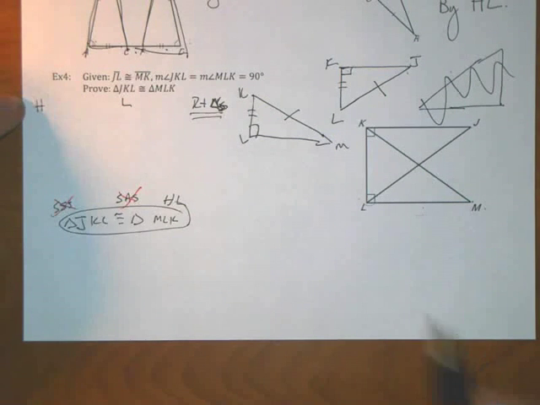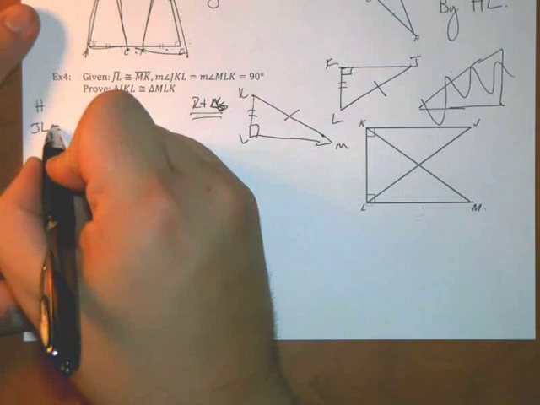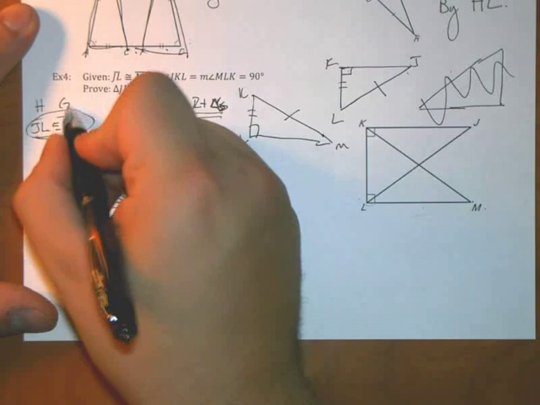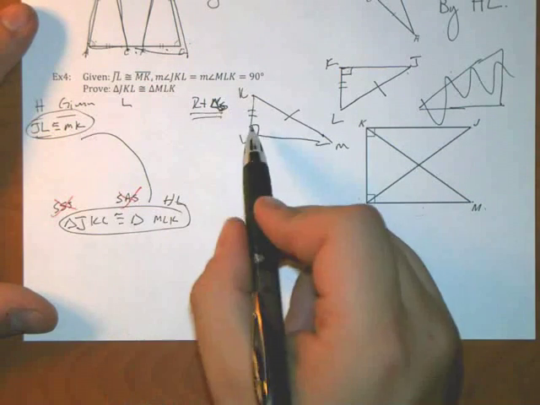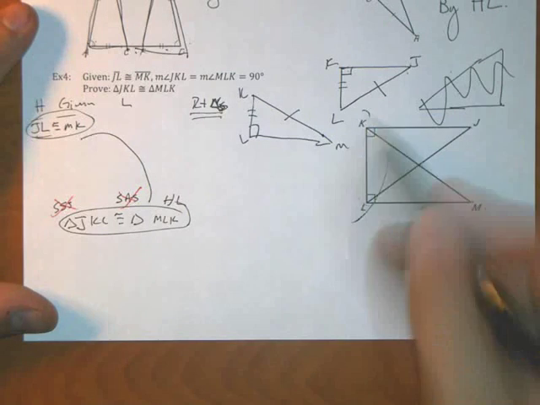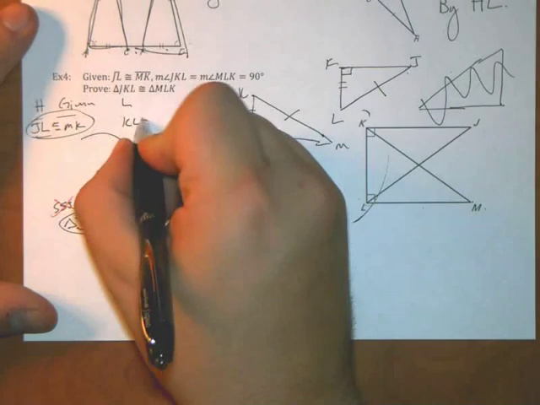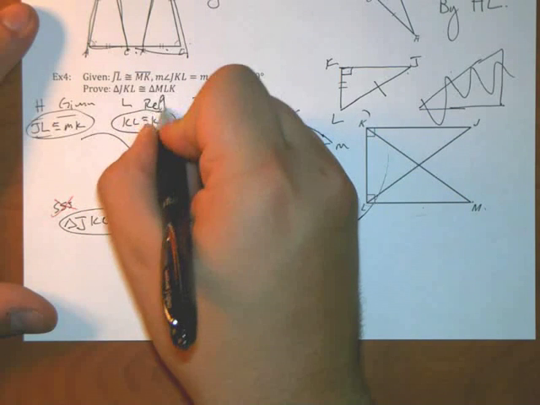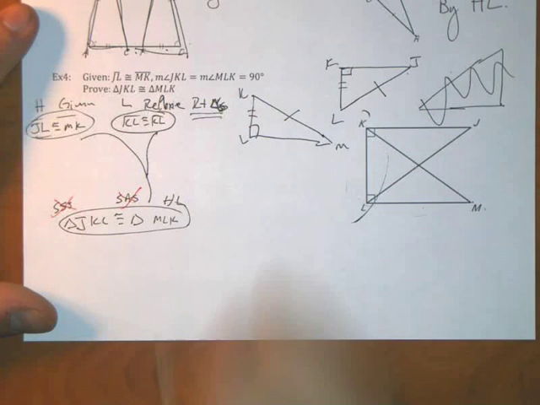So let's pick a couple to show. I think the two sides are the easiest. The hypotenuse is in fact just told to us, so I know that JL is congruent to MK as given. The leg, well, from the original diagram, that's a shared side. So KL is congruent to KL. That's reflexive.